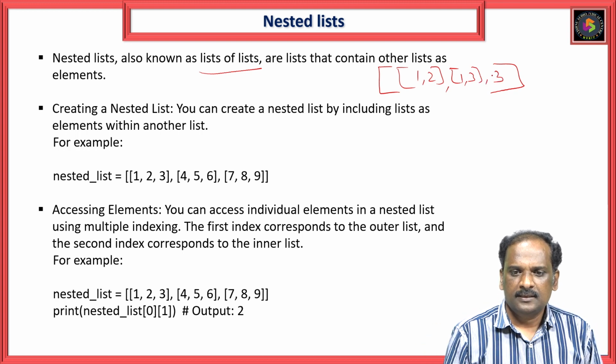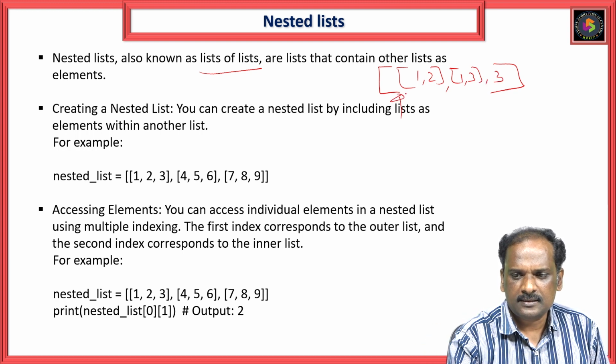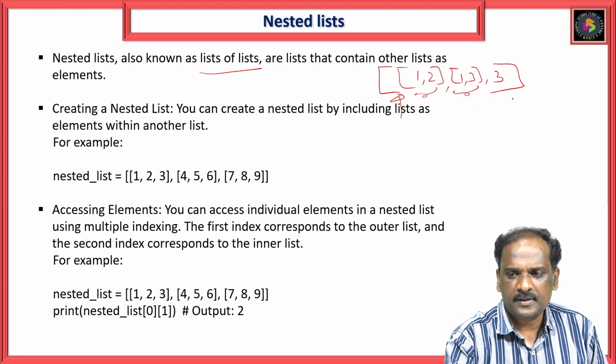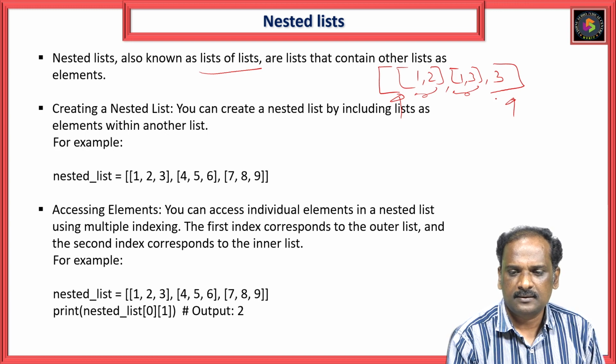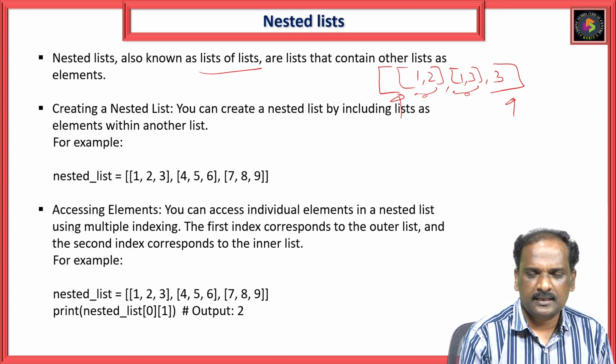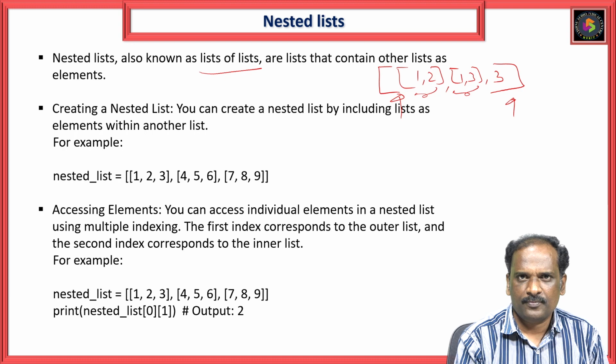Nested list. So this is called the outer list. This is called the inner list. This is the outer list. So a list of lists is called a nested list, or a list containing another list is also called a nested list.